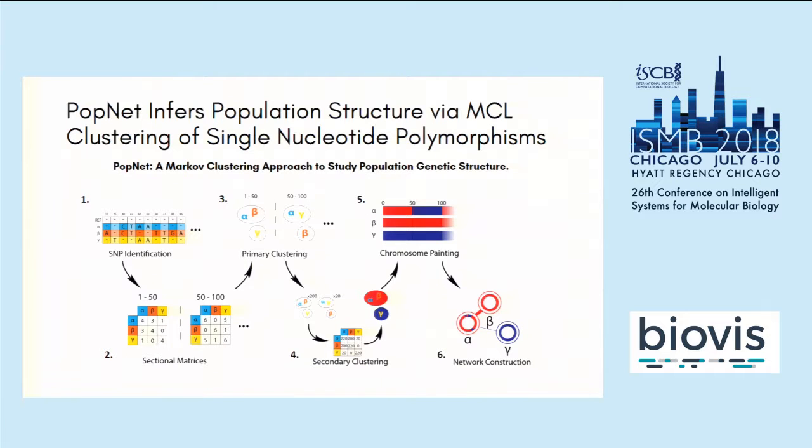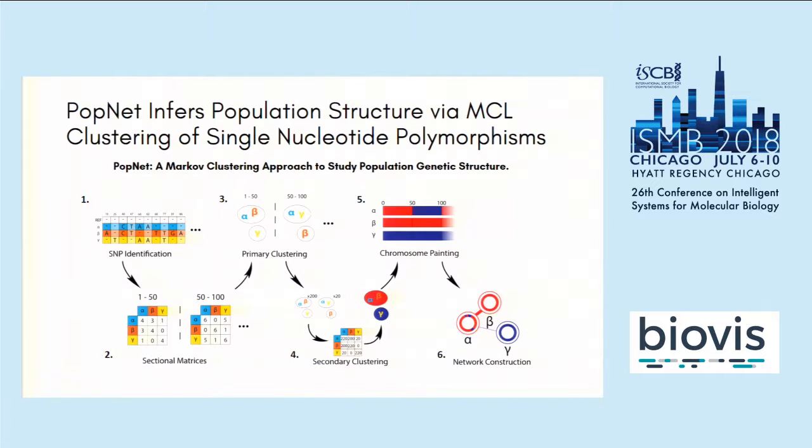Now, in the next step, we aggregate all the pairwise co-clustering frequencies, which is how frequently 2 samples occur within the same cluster over all the sections. And we use that to create a new similarity matrix, which we then cluster again to define our subpopulations, like other programs would. And we assign a unique color to each of the subpopulations we find to use in our chromosome painting.